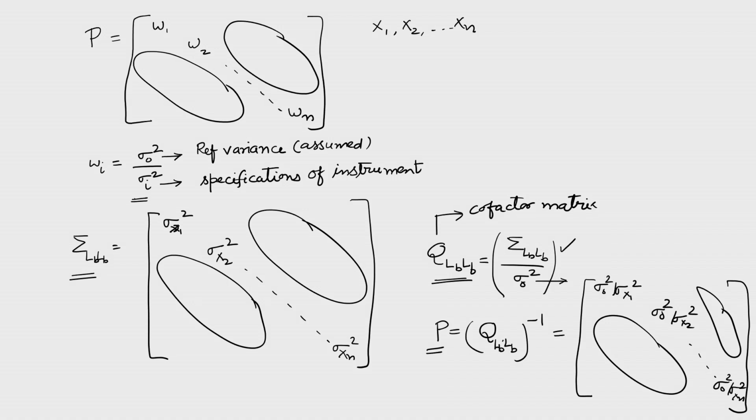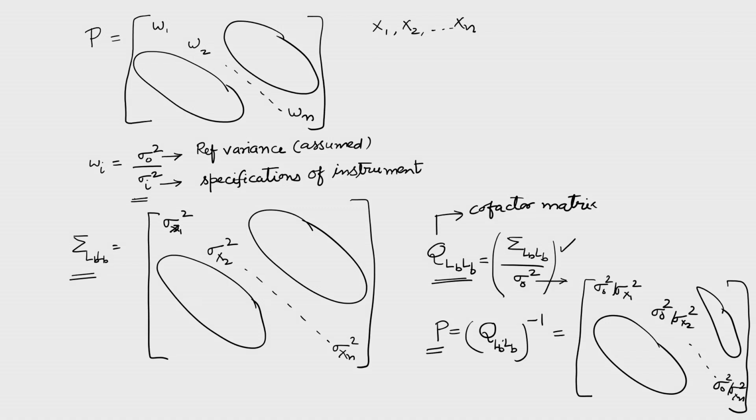And remember, in case of observation equation method, we say that the Q LB LB or the sigma LB LB is explaining or describing the quality of the dependent variable. Moreover, the independent variable is always errorless. That is the assumption we make in the observation equation method.